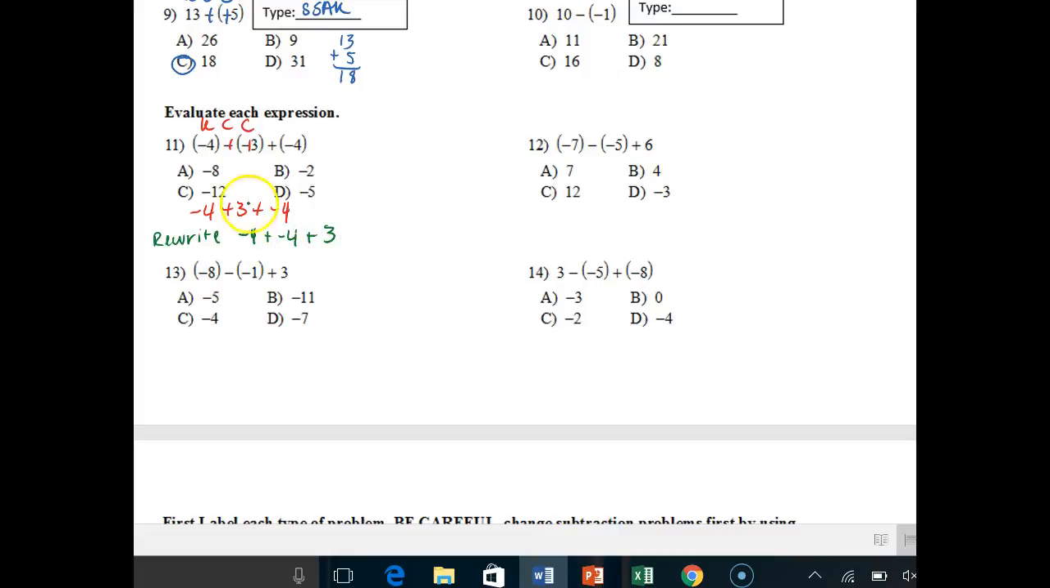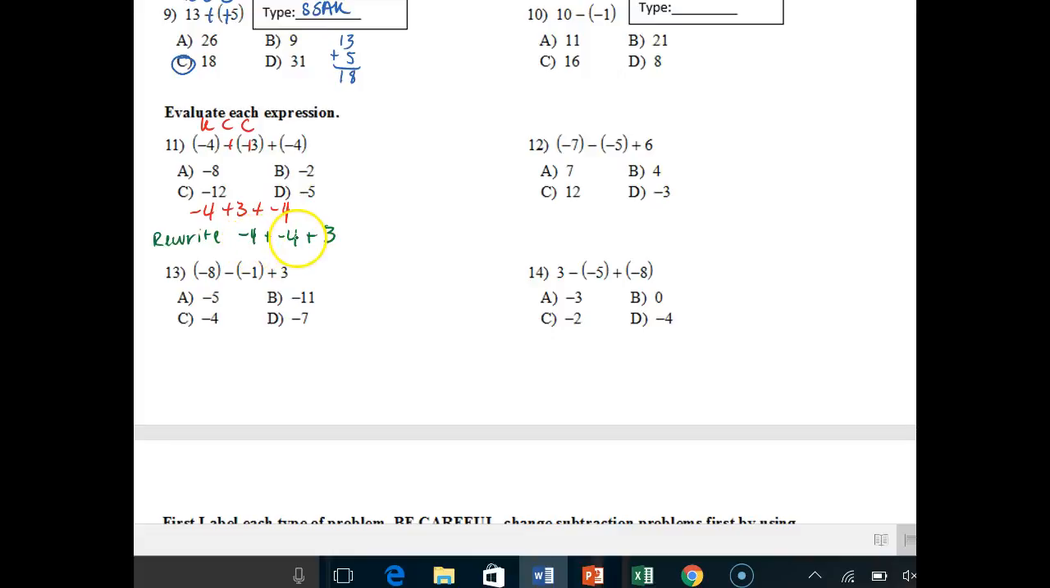What have I done here? I've said, hey, I'm going to use the commutative property to move this negative 4 over here. Commutative property says I can just flip stuff around and it will all add up to the same thing. Why did I do that? Because I want the same signs next to each other so I can add those first and then subtract the 3. So I don't have to be subtracting and adding and going back and forth, right?